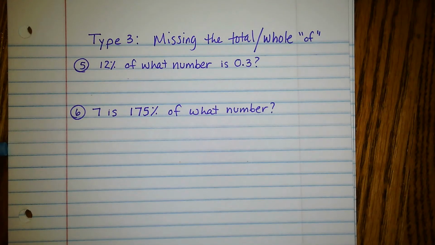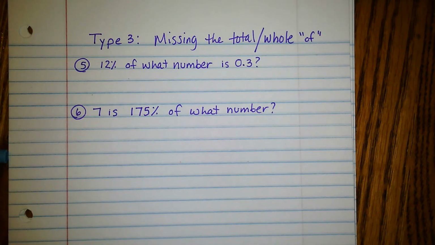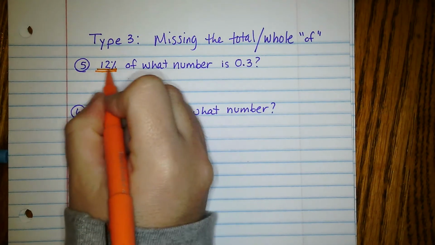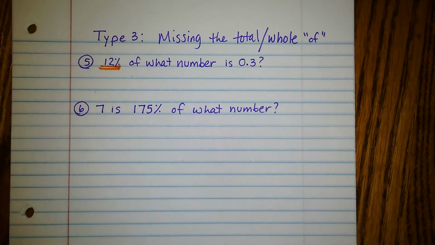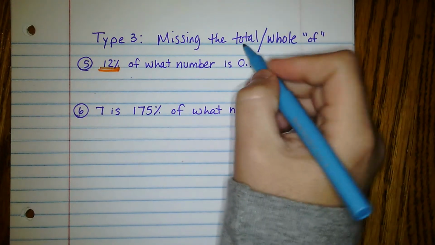Okay, a third type is when we're missing the total or the whole amount. And in our template, that would be the "of" section. So again, the first thing we want to do is look for the percent. So we're going to take and look at number 5. Here they give us 12%. And the other number they give us is 0.3.